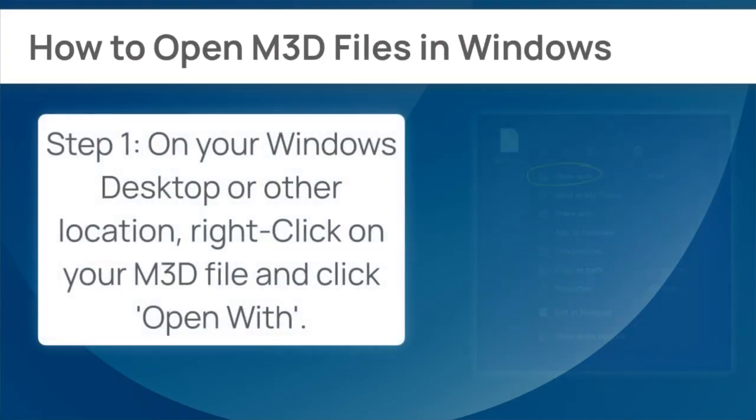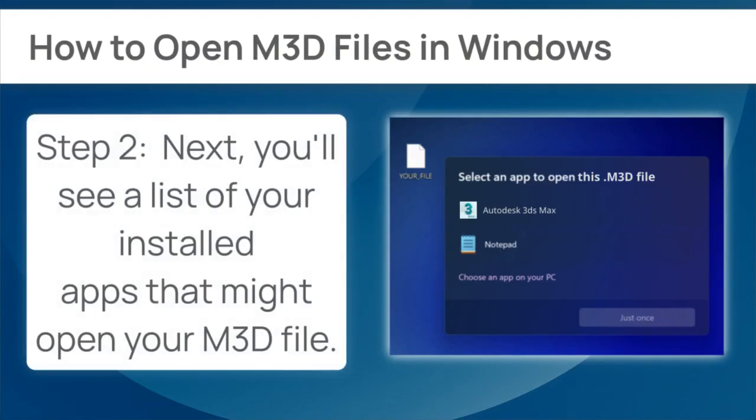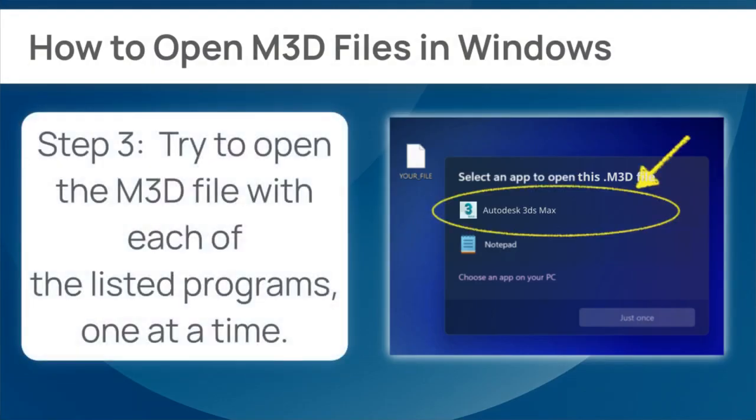We're checking for file recognition by all compatible apps. Right-click your M3D file and click Open With. If Autodesk 3ds Max is an option, try it. If it fails, select another program. We must find the right software link.